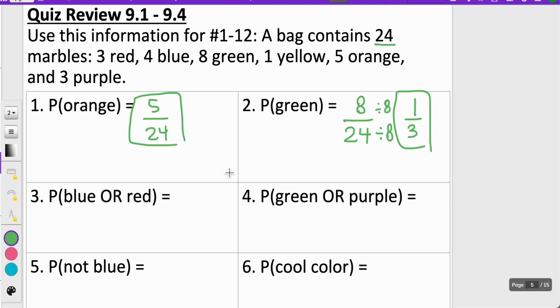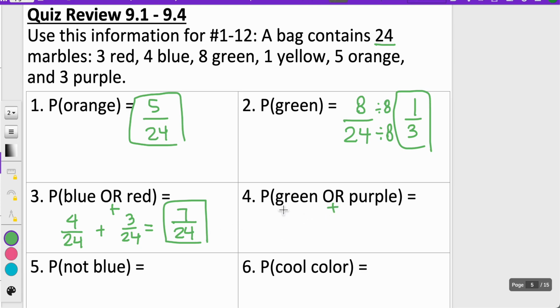Blue or red, so that means I need to add blue or red. So there are 4 out of 24 for blue, plus 3 out of 24 red. I just add the top numbers. 4 plus 3 is 7. Keep 24 the same. Can't simplify, so 7/24 is my answer for that one.